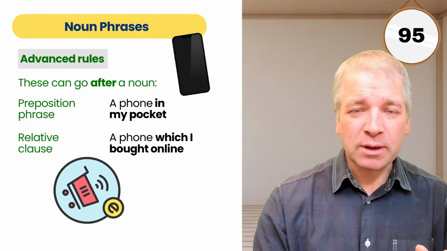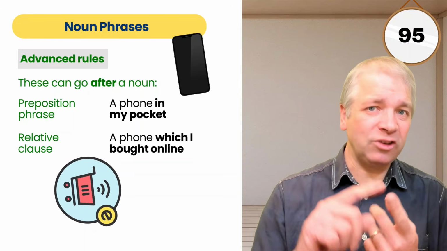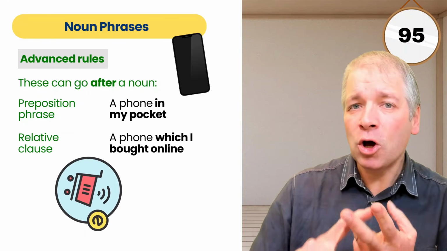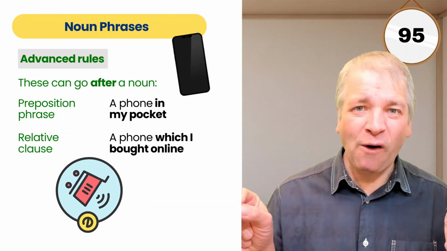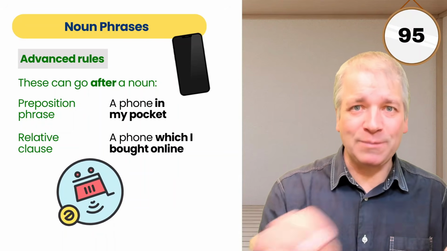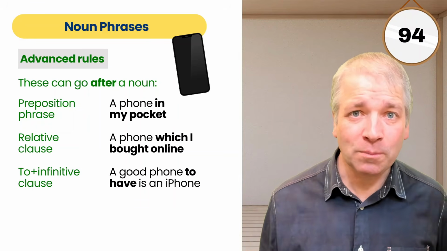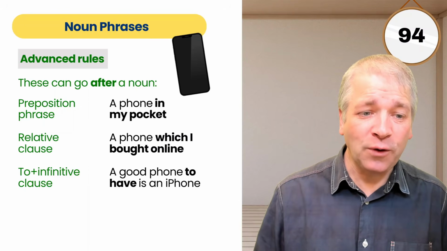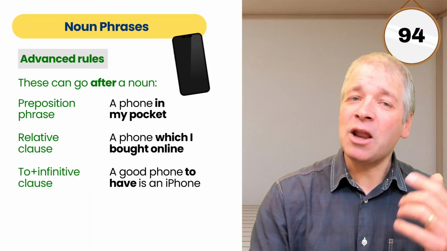A relative clause is made of a relative pronoun like which, that, where, when or who, and then a clause afterwards, and we use that to add information about a whole clause that describes the noun. Or we could use a to plus infinitive clause. A good phone to have is an iPhone.